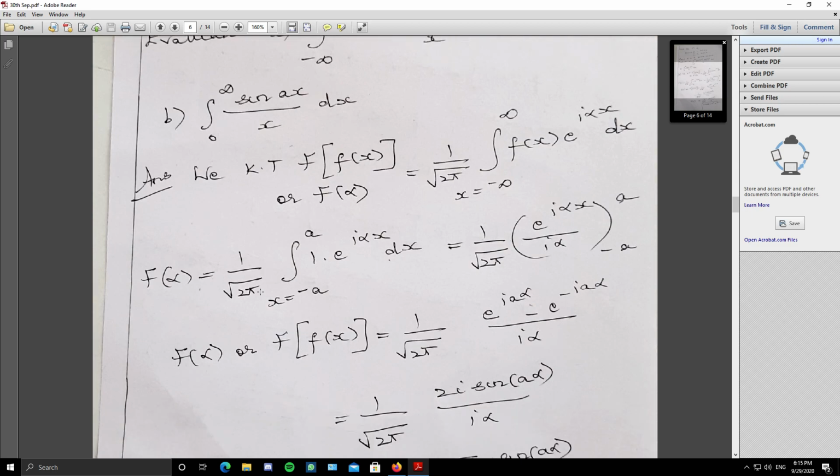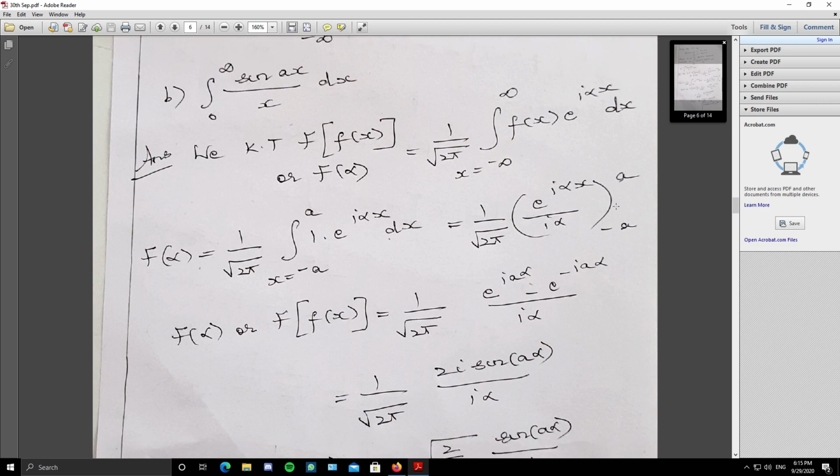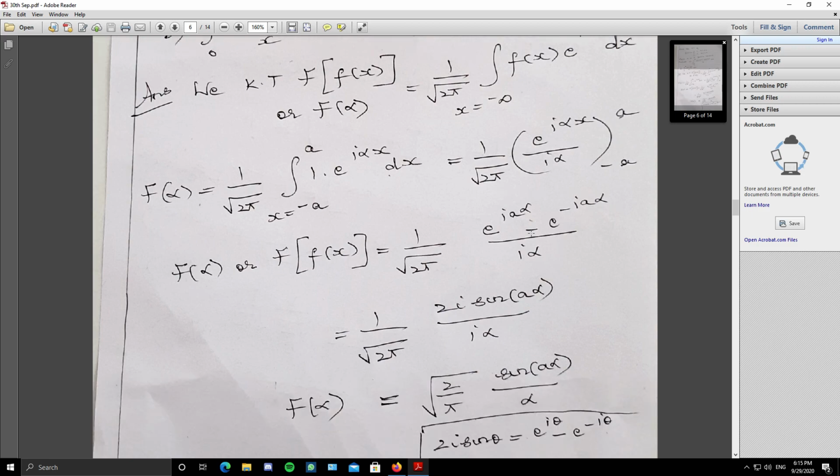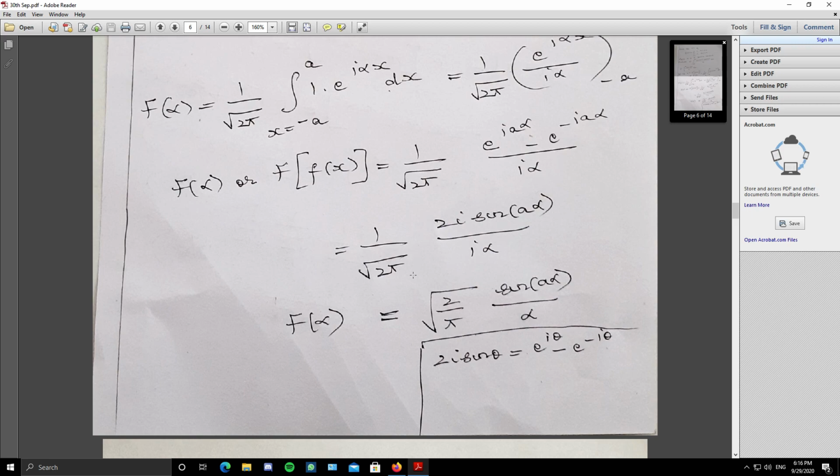So 1 by root of 2 pi. What is the integral of e power I alpha x? E power I alpha x by I alpha, x varying from minus a to plus a. So 1 by root of 2 pi, 1 by I alpha, when x takes the upper limit, e power I a alpha, minus, when x takes the lower limit, e power minus I a alpha. So 1 by root of 2 pi, the numerator is of the form e power I theta minus e power minus I theta, that is the same as 2i sin theta. So in place of theta you have a alpha. So 1 by root of 2 pi, 2i sin a alpha by I alpha.